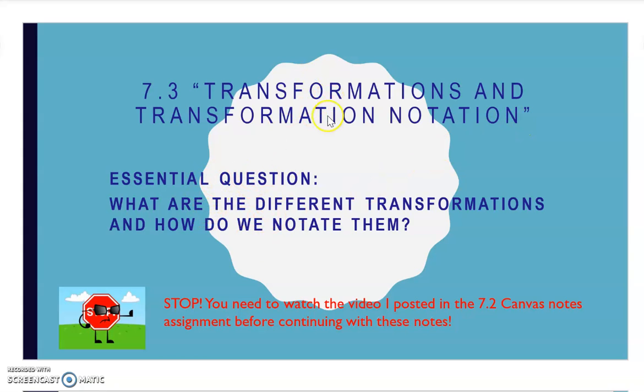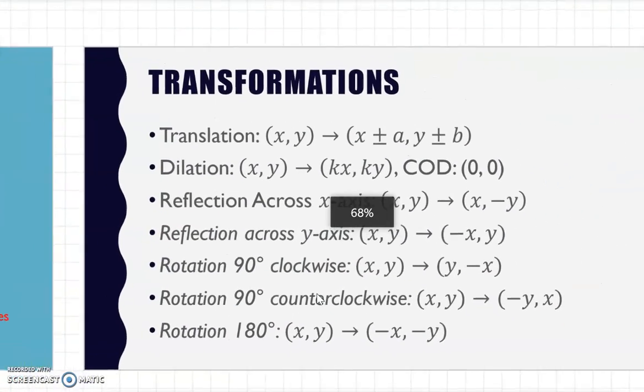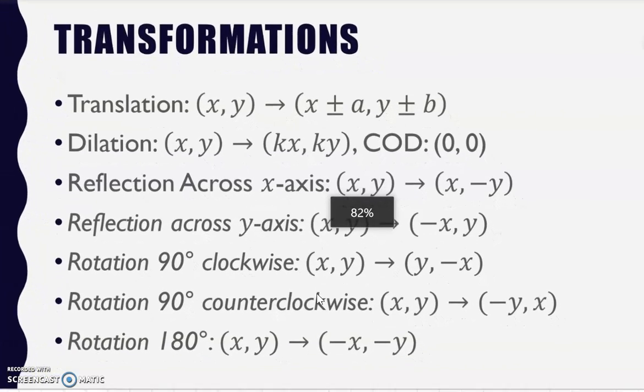Essential question, you should be writing this down as always. Stop right here. If you have not watched the video that I posted in the 7.2 Canvas notes assignment before this video, two different videos, you need to go watch that video and take notes on that video before you do this notes video. And then just combine the two together as one notes assignment. But make sure that you watch that video first before coming to this one. So if you haven't, do that now. And pause this. Remember, you can pause at any time and rewind if I'm going too fast.